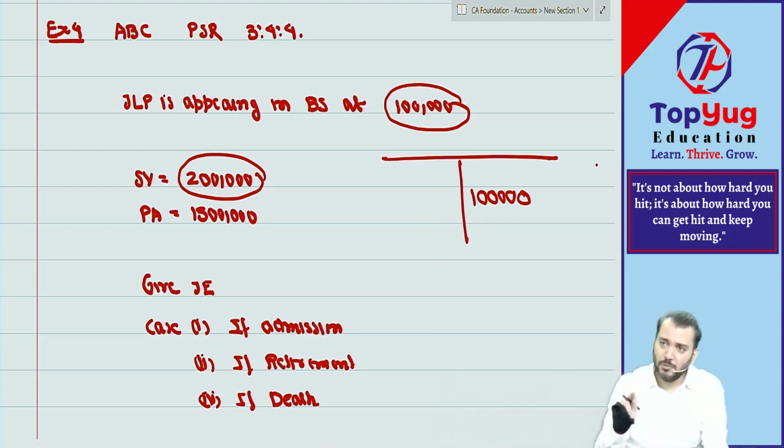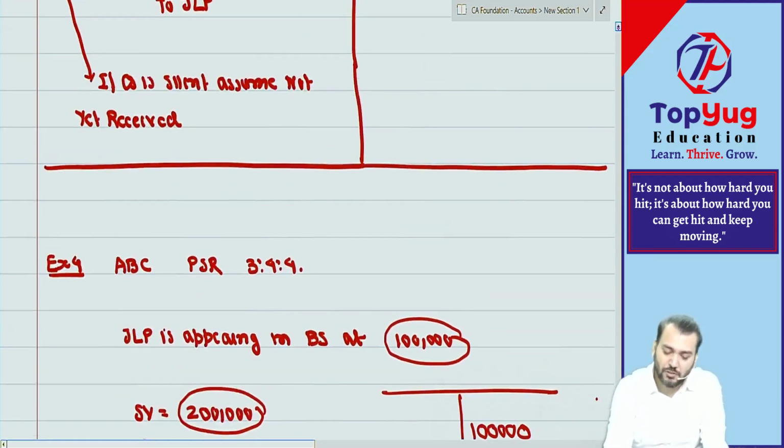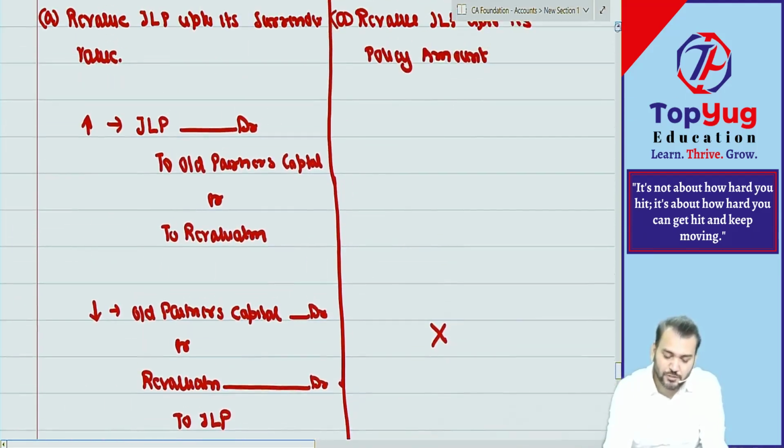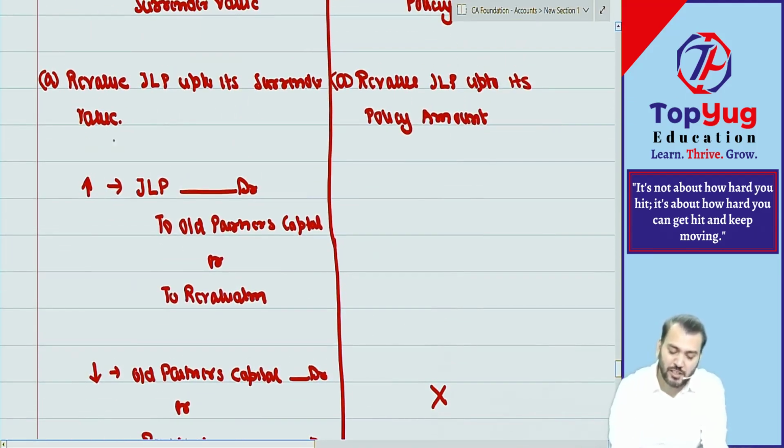It is not JLP account debit to cash; it is cash account debit to JLP, if at all. Why cash? Why did you do JLP account debit to cash? Now the journal entry is also written. Why are you making this mistake? I have given the accounting treatment also: first revalue JLP up to its surrender value. So why did I give JLP to cash?